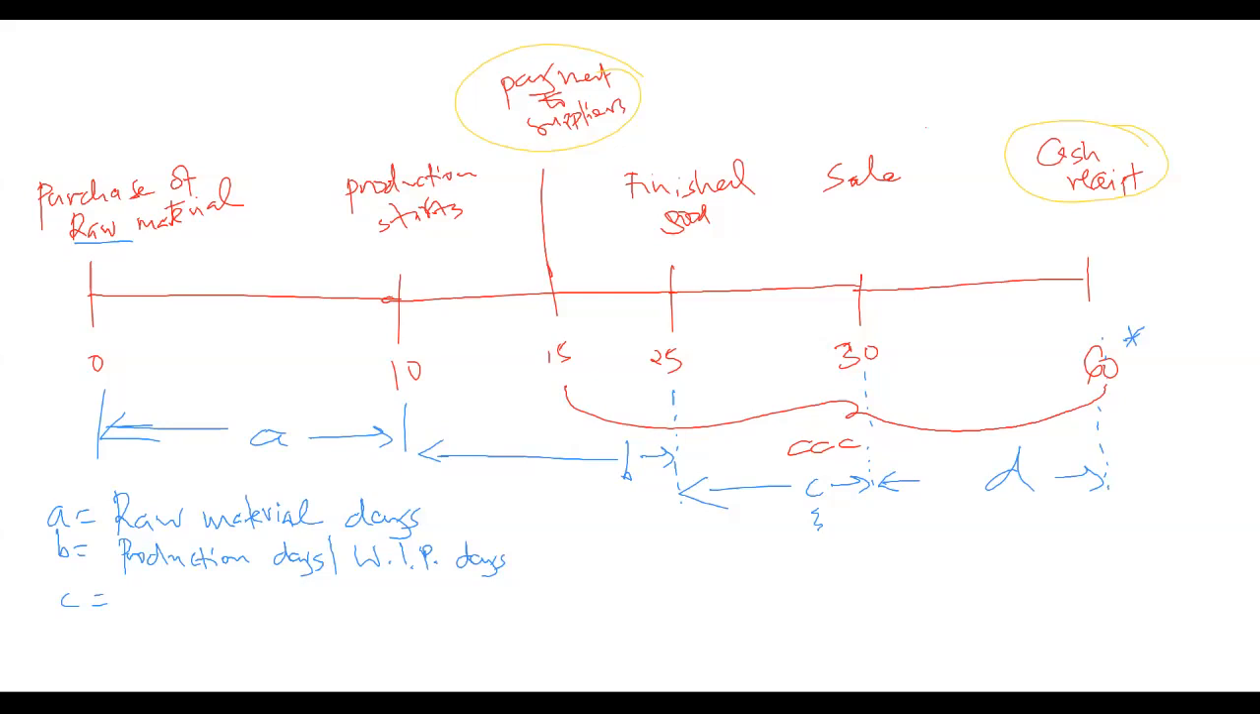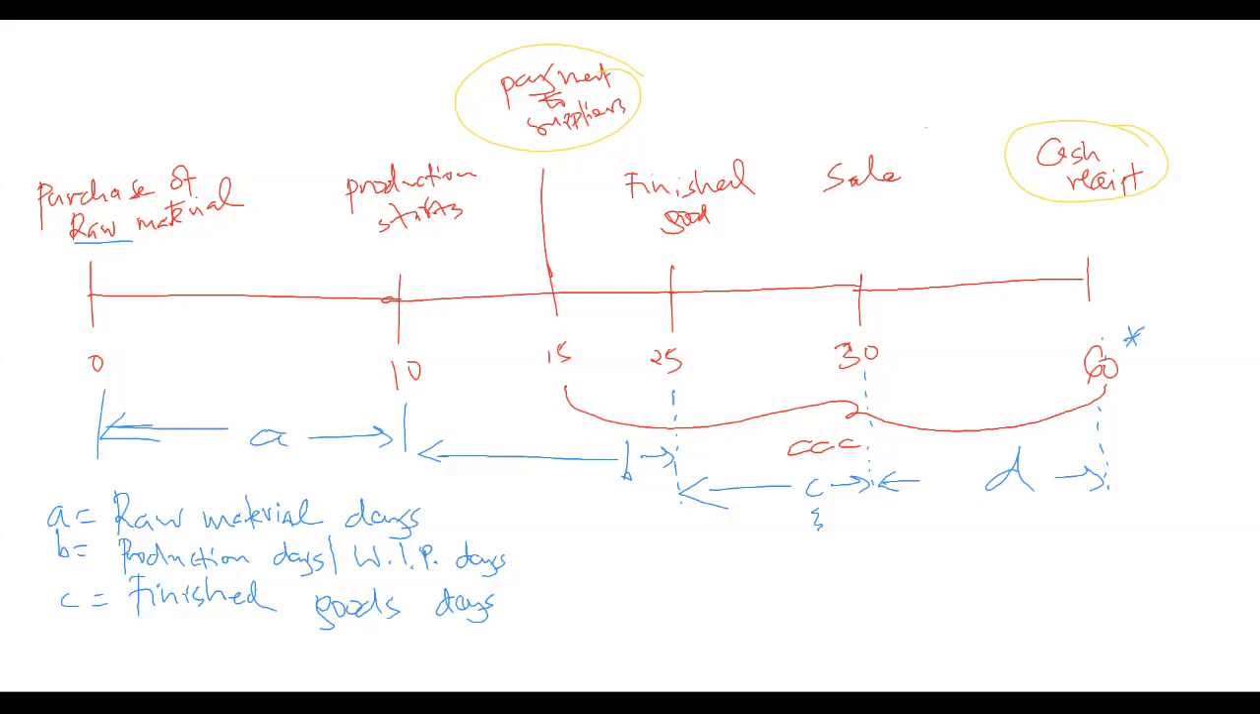Based on what you have done, what is A, what is B, what is C, therefore? If A is days for material, B is days for work in progress, what about C? Finished goods. Finished goods days, thank you. It's called the finished goods days. That's what we refer to as C, the finished goods days.